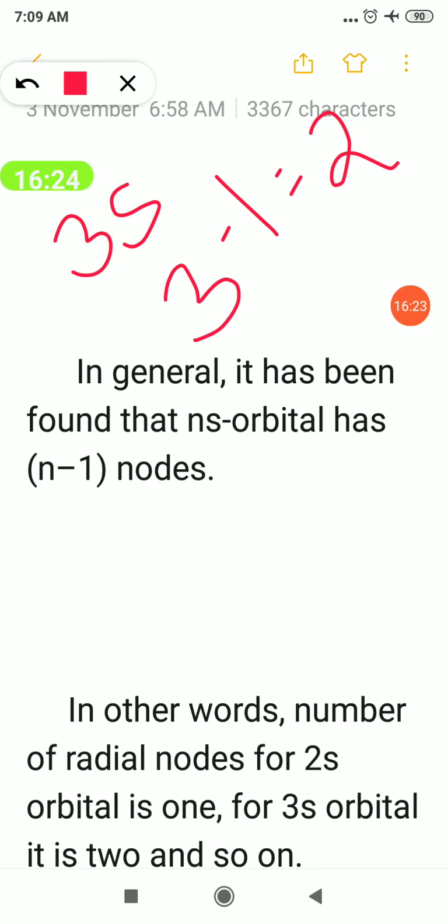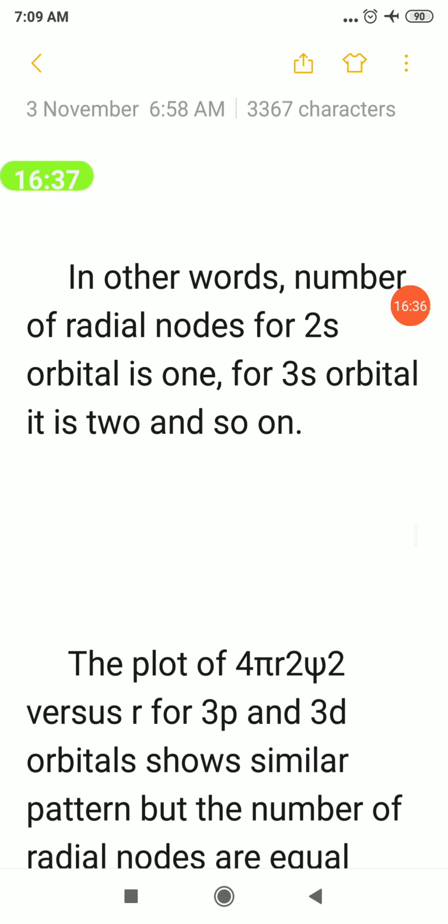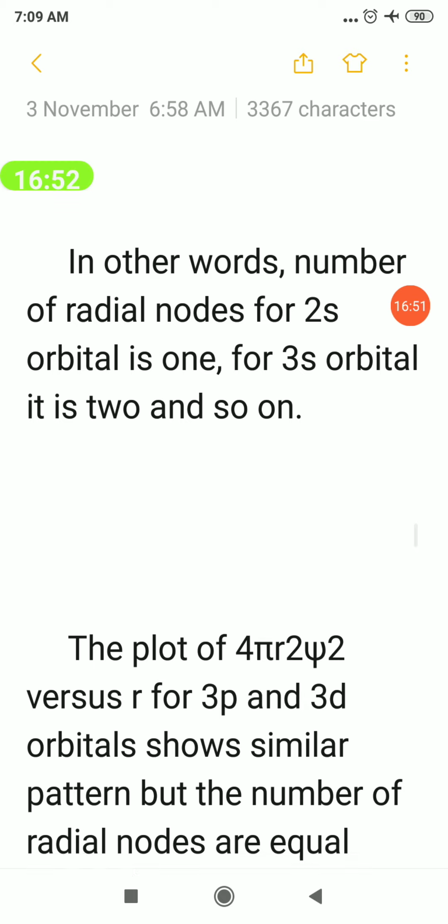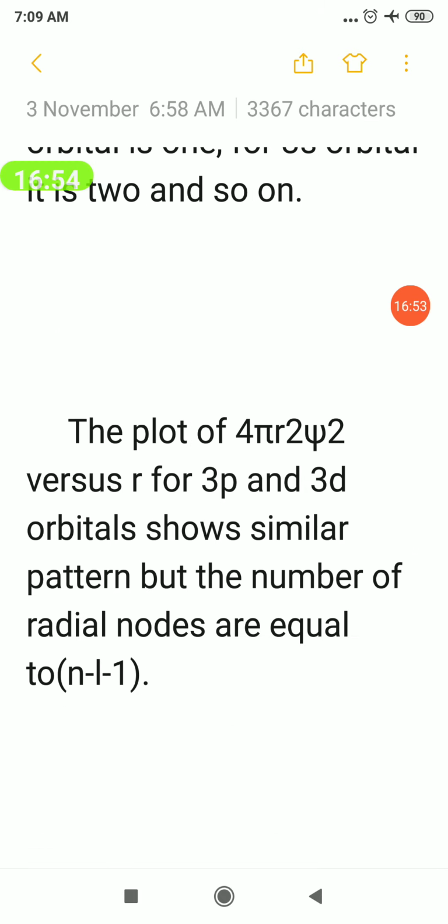Okay, so this is the general term we have to remember. The number of nodes can be calculated using the formula n minus 1, where n is the principal quantum number. In other words, the number of radial nodes for the 2s orbital is 1, for the 3s orbital it is 2, and so on. Now the remaining cases we are going to see. Till now we have seen the 1s, 2s and 3s orbitals. Now the 3p and 3d orbitals.